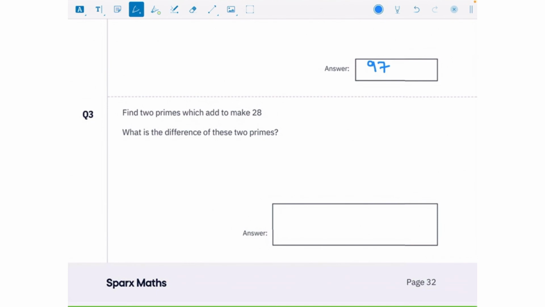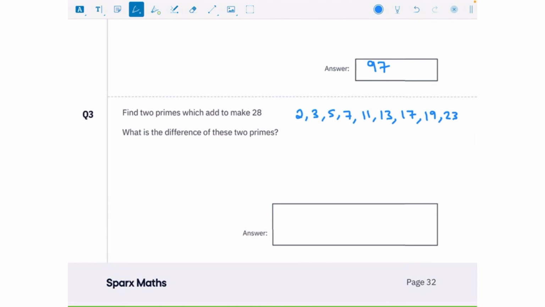Question number 3, find 2 primes which add to make 28. What is the difference of these 2 primes? So let's write out our first few prime numbers. We've got 2, 3, 5, 7, not 9, 11, 13, 15 isn't prime because it's in the 3 and the 5 times table. Then we've got 17, 19, 23 and so on.